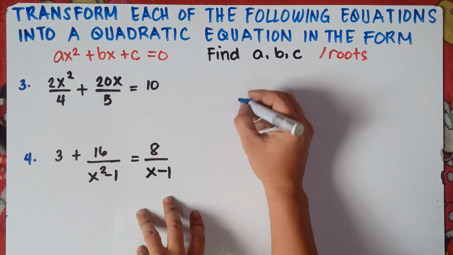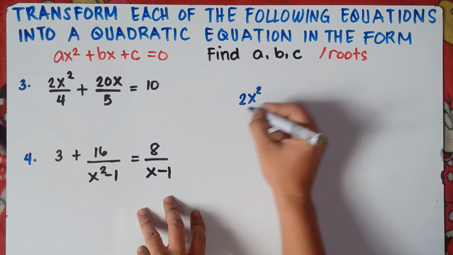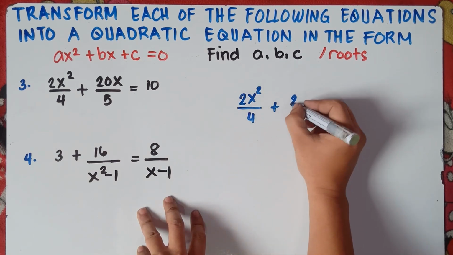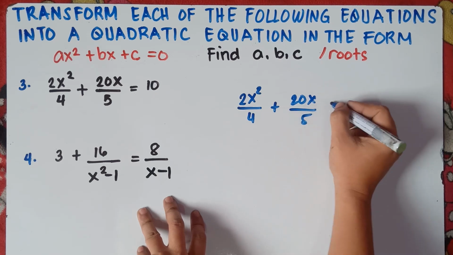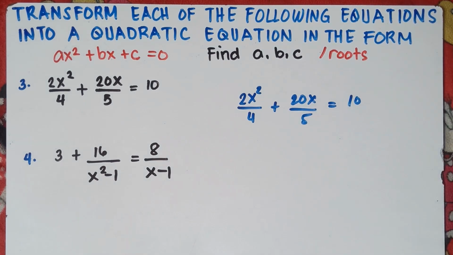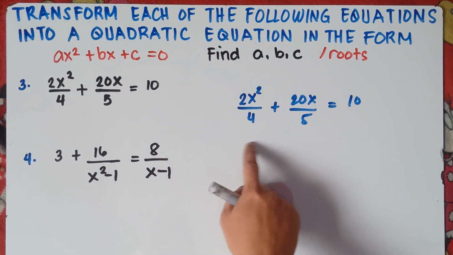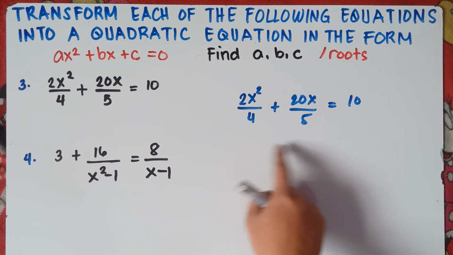Alright, let's copy first the equation. 2x squared over 4 plus 20x over 5 equals 10. So what would be the LCM of 4 and 5? The least common multiple of 4 and 5.